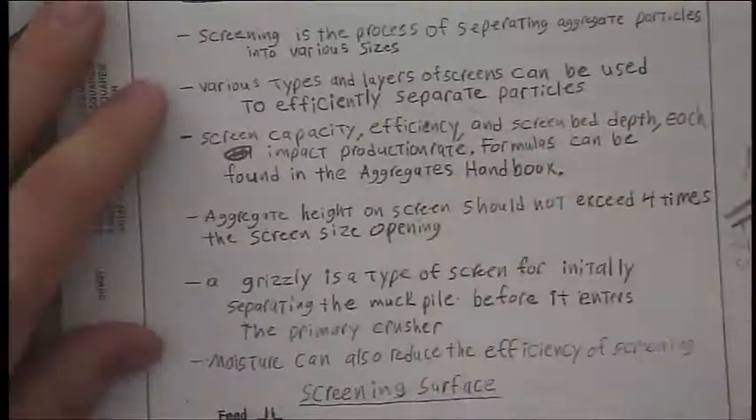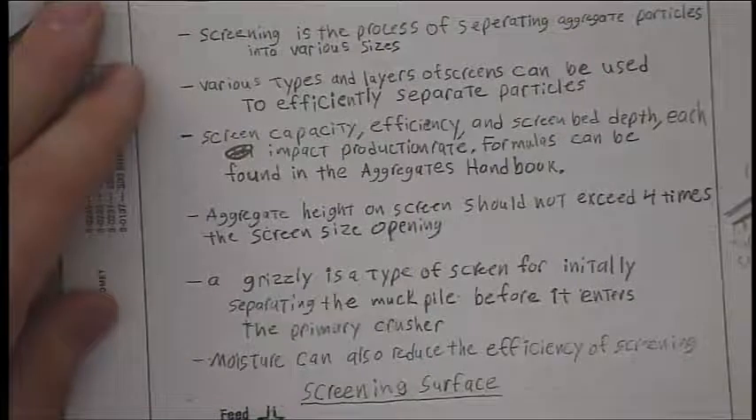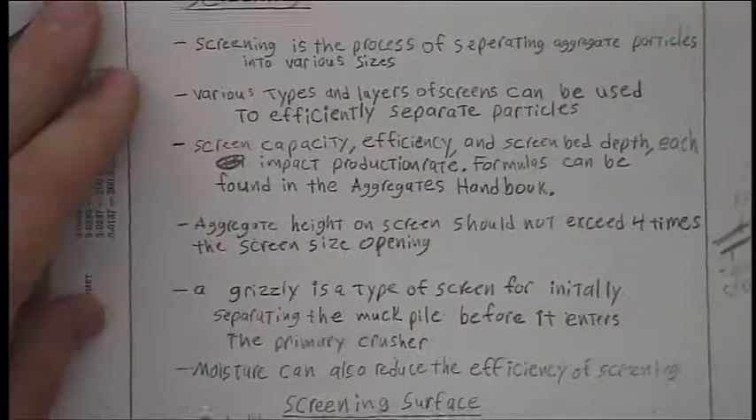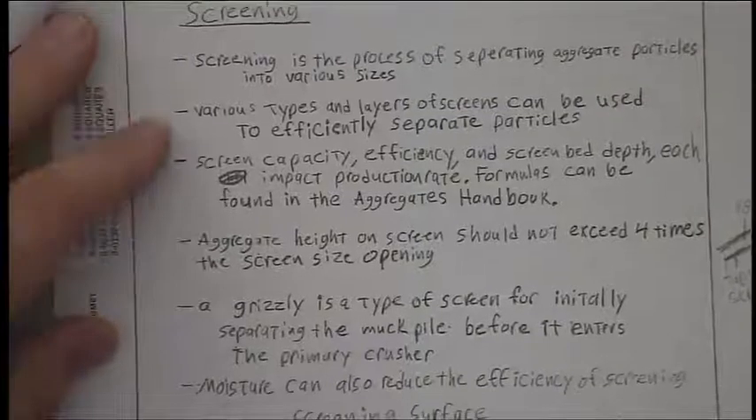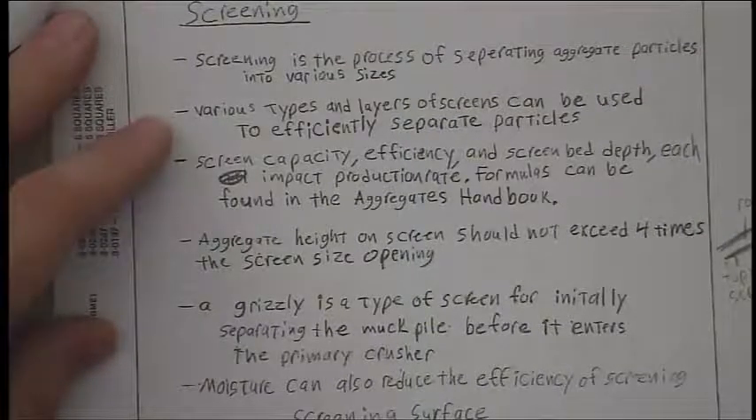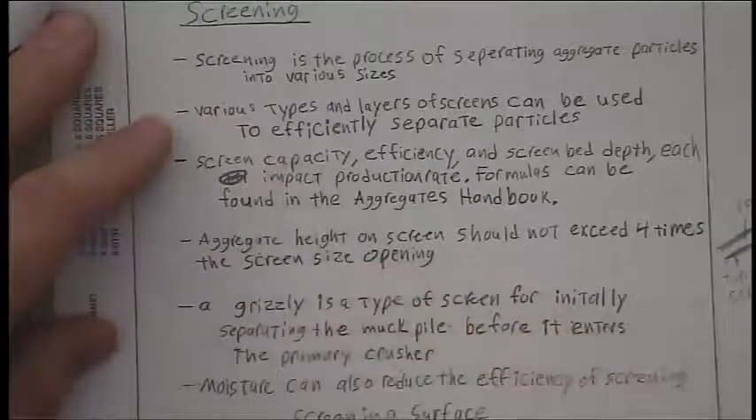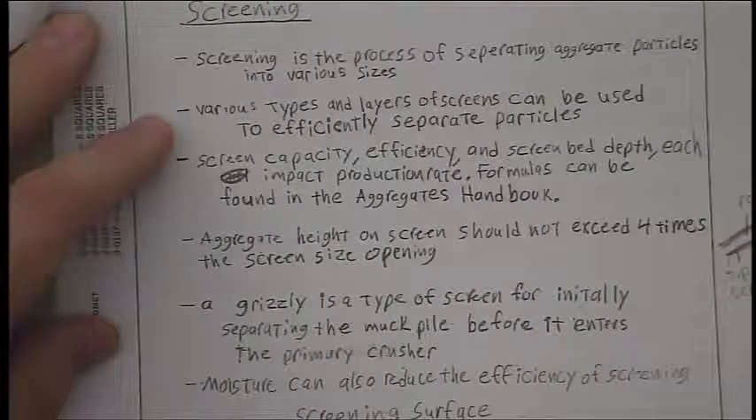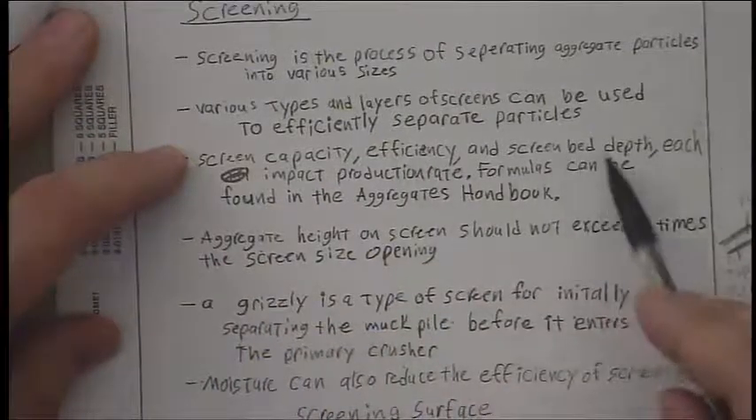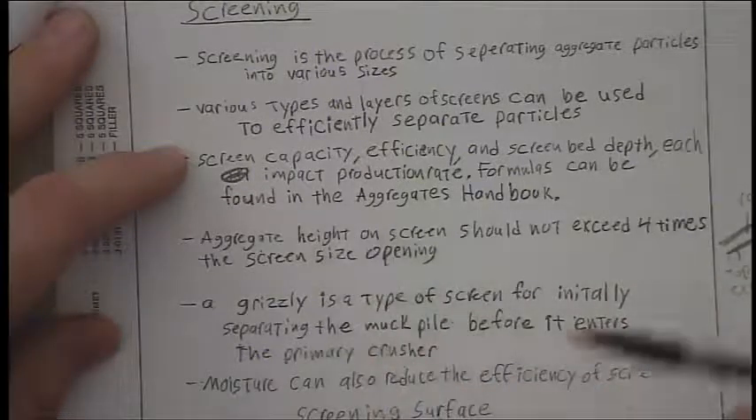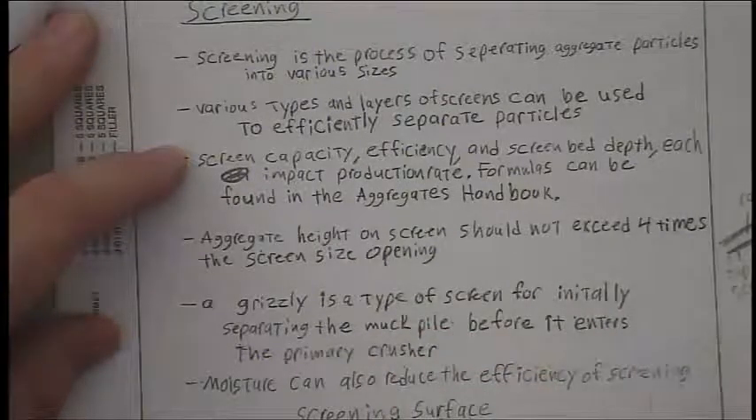The whole screening process is, after the crusher gets done, you're trying to separate it into various particle sizes. And this is very important because the screen capacity, the efficiency, and the screen depth all impact the production rate. It's very important to understand how much.